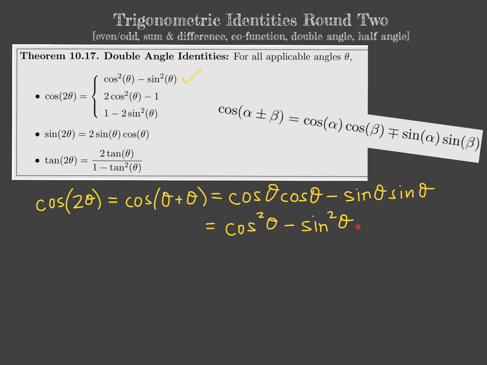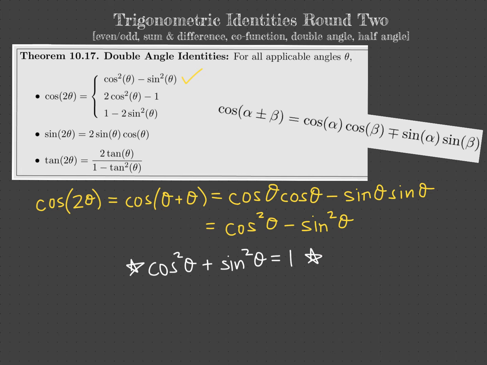Now, how did we get 2 other ways of writing this? How can we get from here to these other 2? We have to remember our most important identity, in my opinion, the Pythagorean identity, the first one, which says that cosine squared theta plus sine squared theta equals, drumroll, 1.